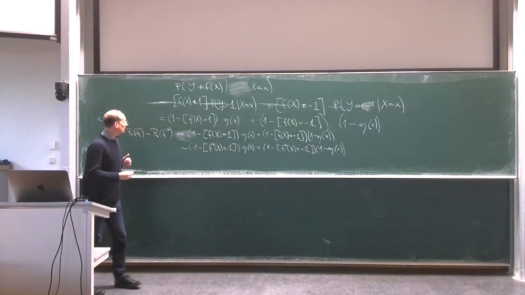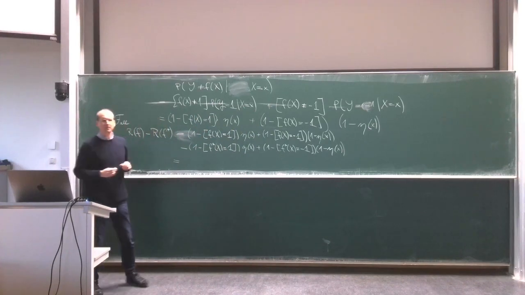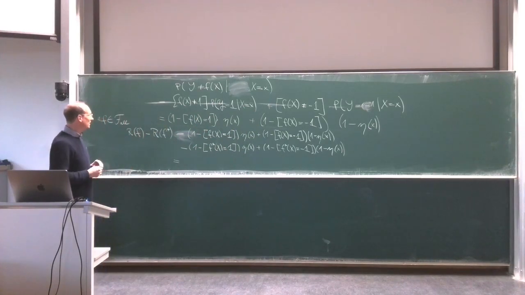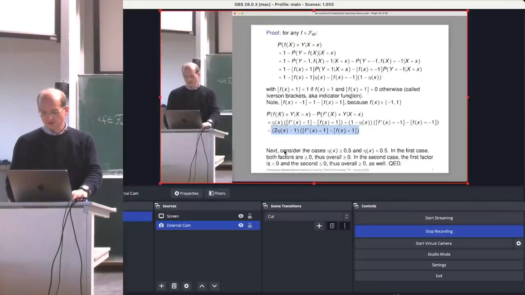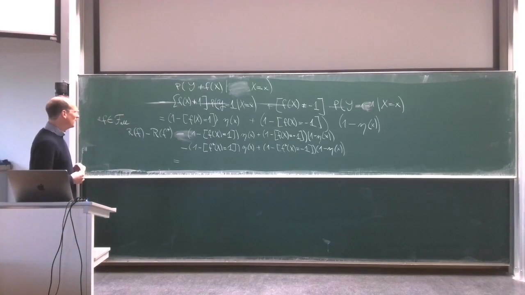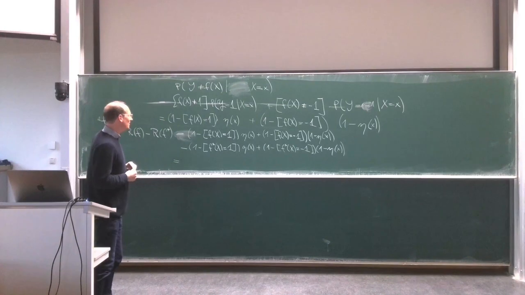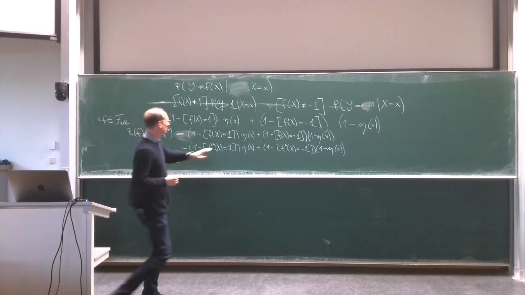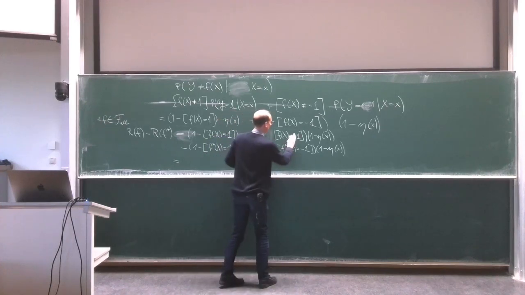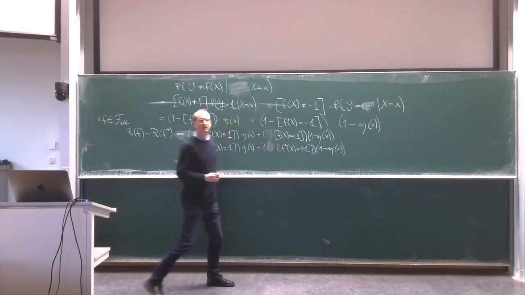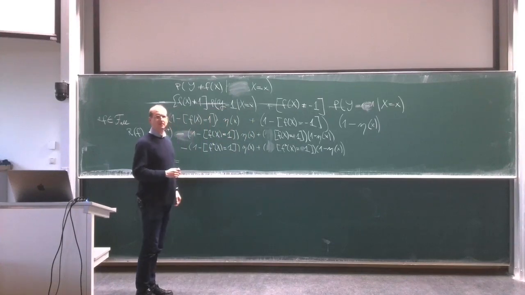Okay, and next what I'm doing, I'm just sorting terms. Let's collect. I think I need to collect the eta x. Let me peek into my slides. Okay, fine. So, first of all, this one here can be rewritten, right? I can get rid of the 1 minus by changing the sign in front of that one.